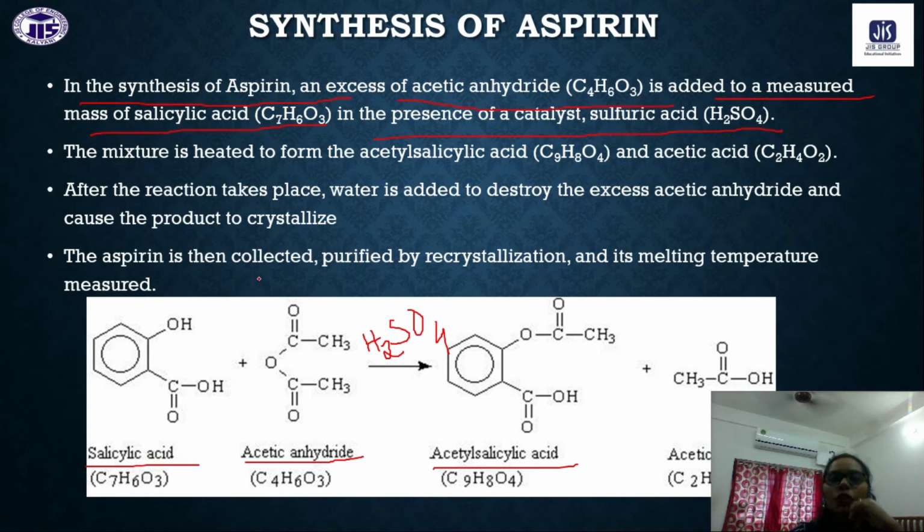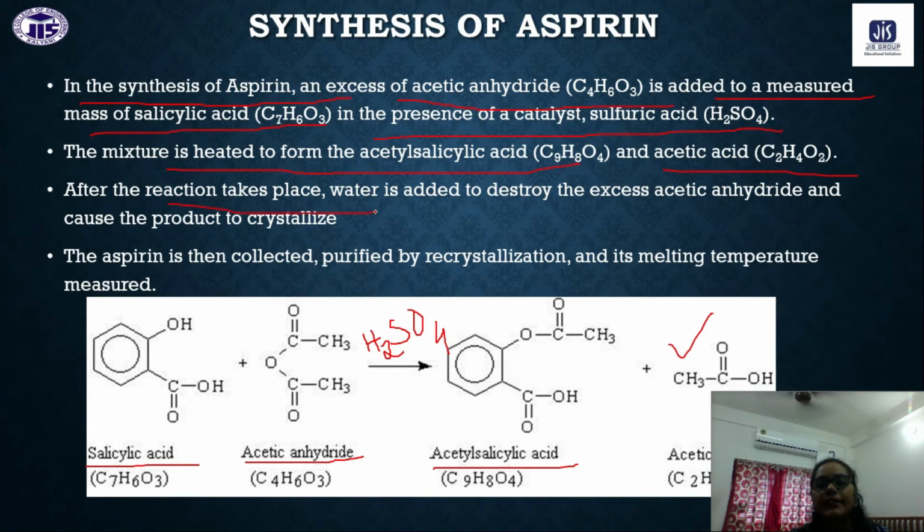The mixture is heated to form acetyl salicylic acid. After mixing acetic anhydride and salicylic acid in the presence of sulfuric acid, we have to heat the mixture. After heating, the aspirin will form, and acetic acid will also form as a side product. This is the acetic acid.